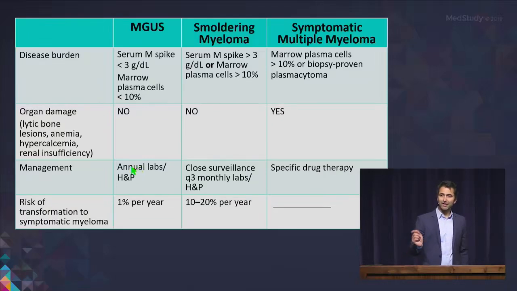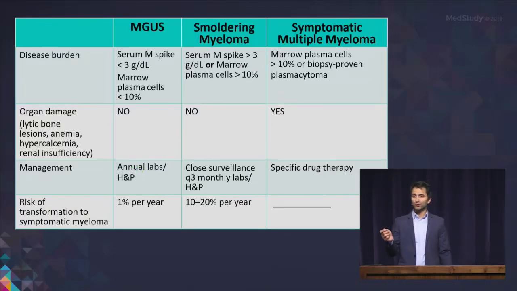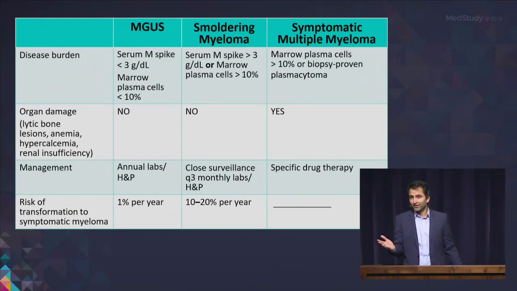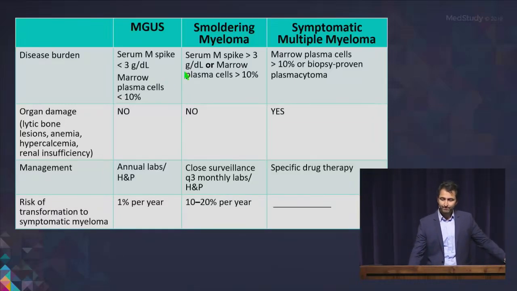So don't trip up on a patient where they give you an M spike of 1.2 and you say, oh yeah, this looks like myeloma, but there's no organ damage. You don't treat that patient. Smoldering myeloma is where you have maybe a little bit more of that M protein, but you still have no organ damage. And in this case, they're at higher risk of transformation, 10 to 20% per year, so you watch them closer, but you still don't treat them. So here, every 3 to 4 months with labs and H&P. So recognize that in order for it to be real myeloma, you have to have the organ damage and 10% plasma cells.